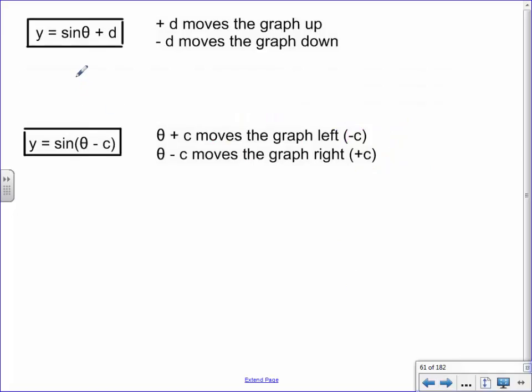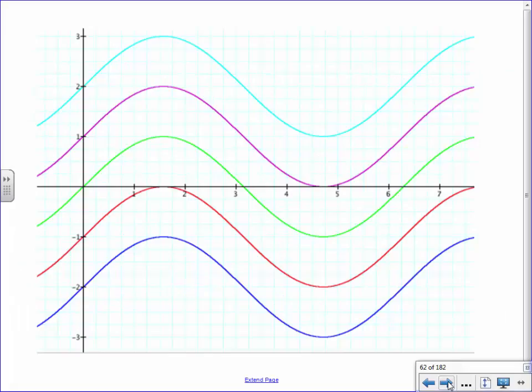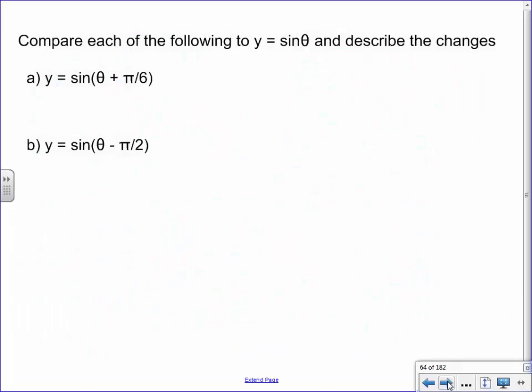Same thing here. The plus D or minus C, whatever letters we use, the really important thing is whether it is in the brackets or not. If it's inside the brackets, it goes side to side. If it's not inside the brackets, it goes up and down. Okay, so I got some more pictures here, but I think I've made my point.